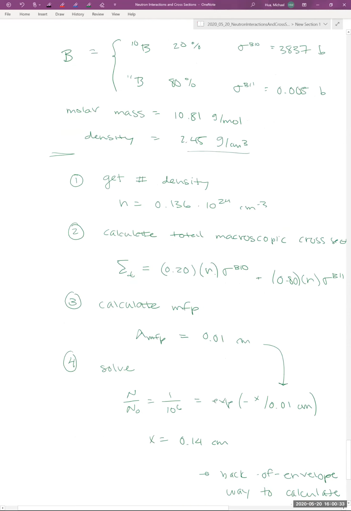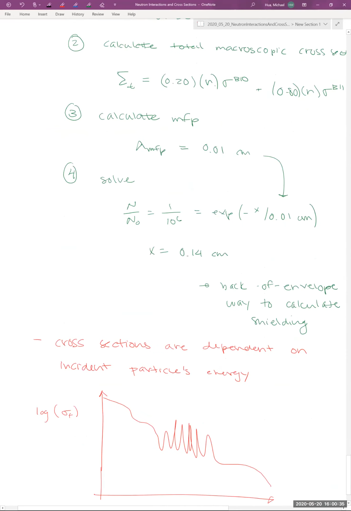For all of my examples, I converted barns to centimeters squared because density was in per centimeter cubed. But some people like barns because then I can say 10 barns as opposed to 10 times 10 to the minus 24 centimeters squared, just saving me a few syllables and breaths. Yeah.